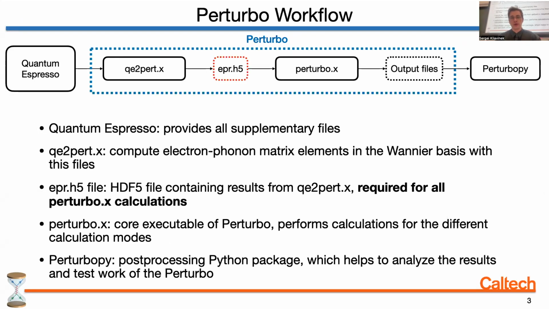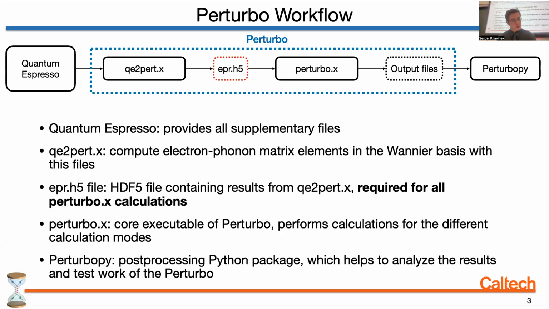So I want to start with a repetition of the Perturbo workflow because we'll work with it during these 2 days. Basically, it consists of several parts. First is the supplementary calculations from Quantum Espresso, which help us obtain all of the supplementary information about the electrons and phonons, which we need to use during the Perturbo calculations.